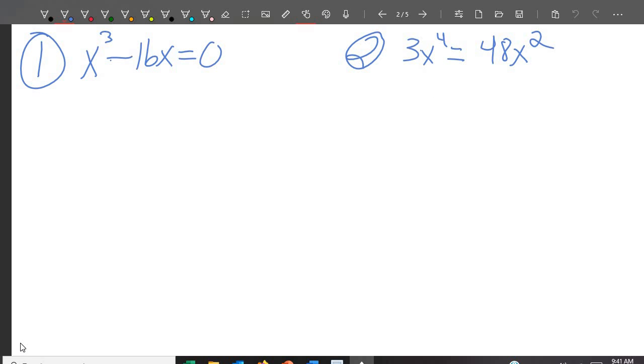Okay, so number 1, it's already set to 0. So we're going to factor out a GCF, which in this case is an x. They both have x's in common. We get x squared minus 16. Now, in the parentheses is a difference of 2 squares, so we factor that.